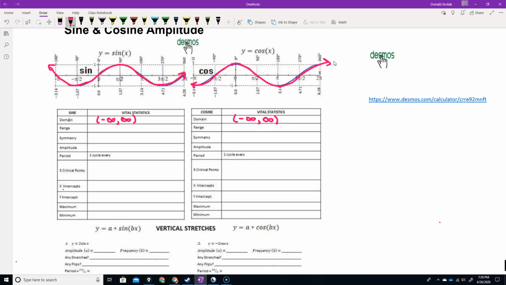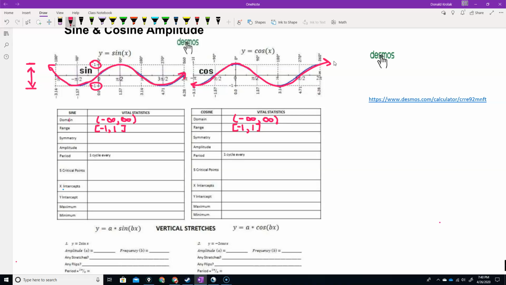Now the range is what's the highest point and what's the lowest point. This is our range. And so your plain graph without any numbers next to it, your high point and your low point are going to be 1 and -1. So that's our range. So it reaches 1 and -1. So I don't use parentheses, I use brackets: -1 to 1. And then the same thing is true for cosine. Its lowest point is equal to -1 and its highest point is 1.